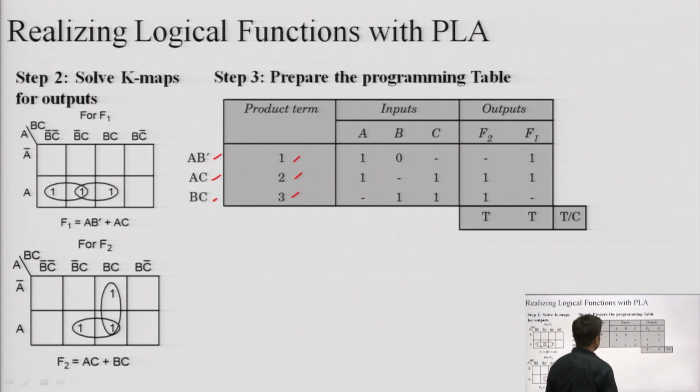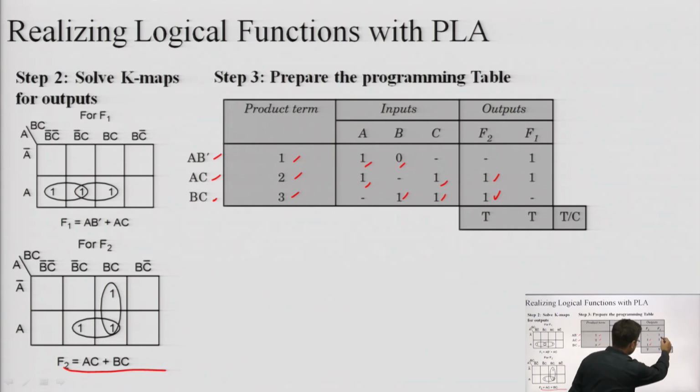There are 3 products. This is the programming table. The first product is AB bar, so A is 1, B is 0, C is not there. The second product is AC: A is 1, C is 1. The third product is BC: B is 1, C is 1. F2 is AC plus BC, the second and third products. Similarly, F1 is AB bar plus AC, that means the first and second. Both F2 and F1 are in true form, not complemented. That means we will not be using XOR gates.